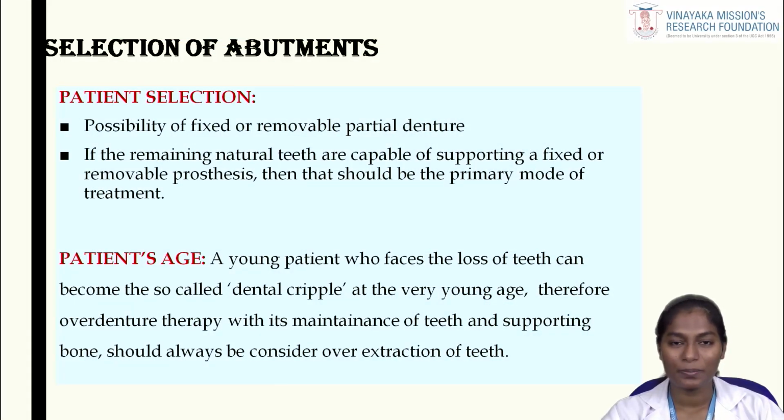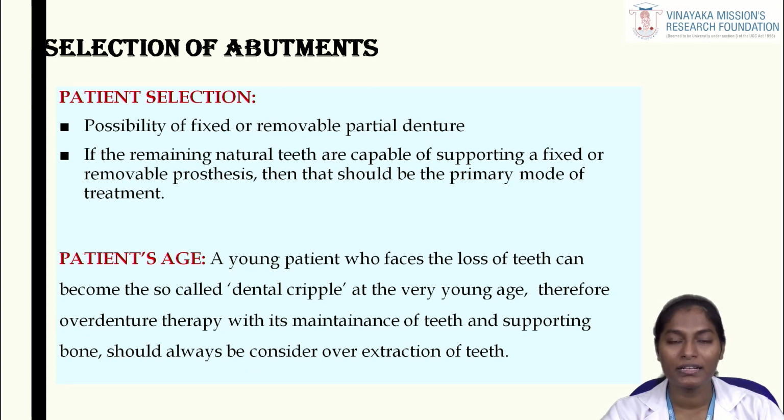The first thing is patient selection. We have to select whether a fixed or removable partial denture is possible. Whenever retaining a few teeth and then giving an overdenture is possible, that should be our primary mode of treatment.